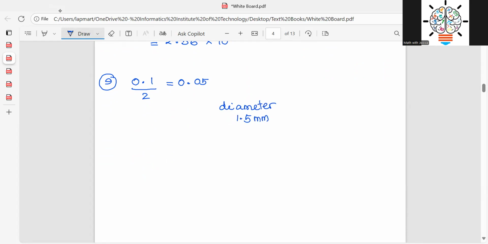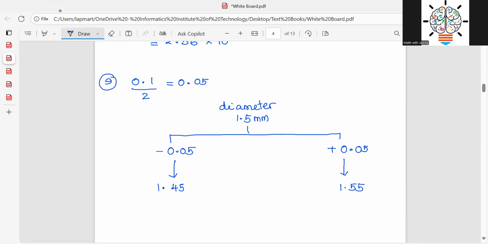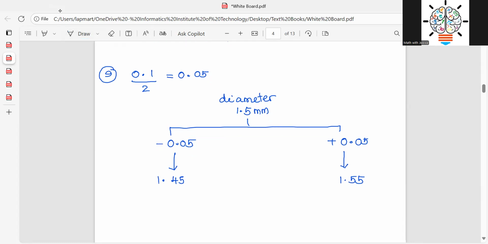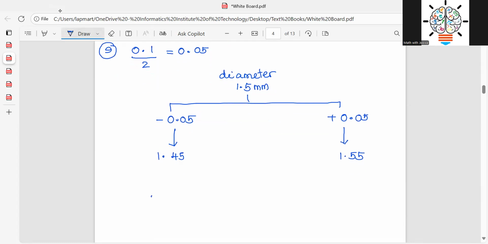Can you remember what I asked you to do? That you want to get the two sides, here negative 0.05 and here positive 0.05. So then this side becomes 1.45 and this side becomes 1.55. And what they ask is, find the range in which the diameter lies. So then you can conclude your answer.